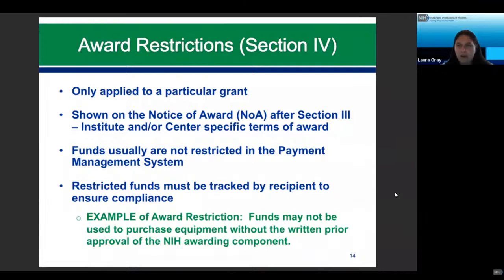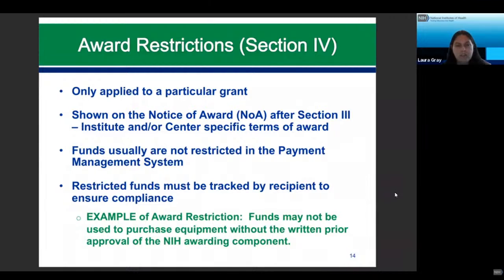So in that section, you will see restrictions potentially. And some of those restrictions you might be familiar with are sometimes at the end of the fiscal year, if NIH hasn't received an IRB approval from the recipient or applicant organization, you might see a restriction in section 4 of your notice of award that says no funds may be expended towards human subjects research prior to certification of IRB approval. And that means that no funds can be expended for that purpose until you receive a revised notice of award that doesn't have that restriction on it.